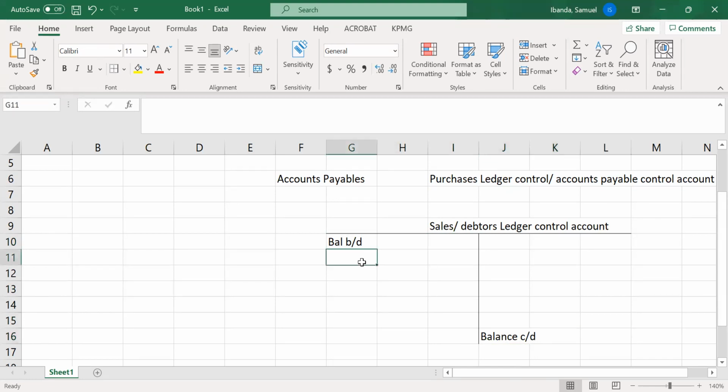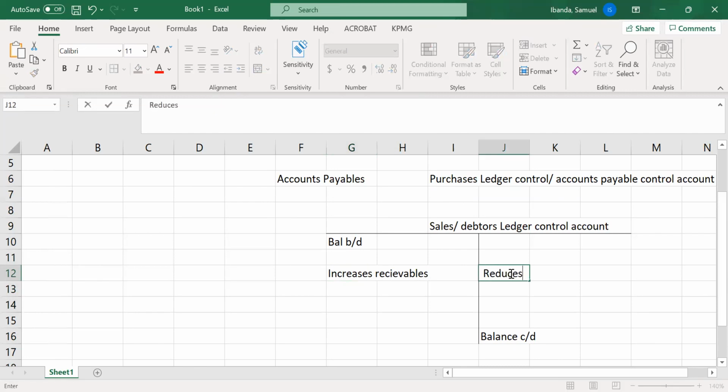What they will not give you is the information that you're going to look for. Now, in most cases, I usually say that when you're looking at the sales ledger contra account, what increases receivables is on this side, and what reduces receivables is usually on the opposite side. And these can be very many.